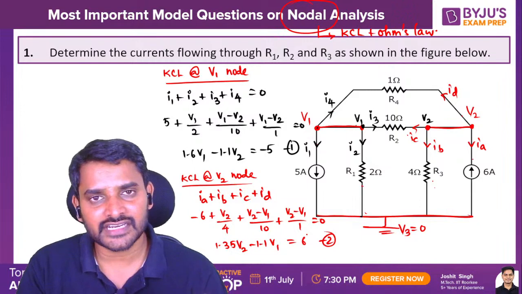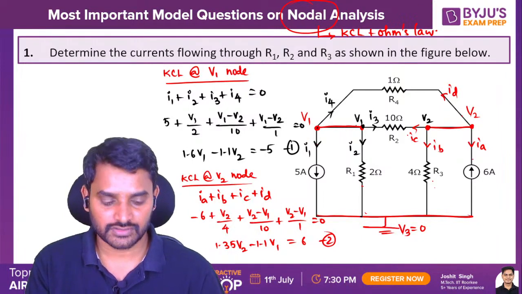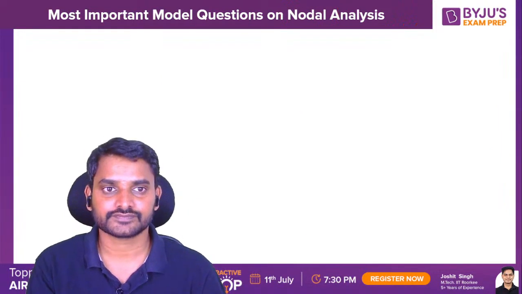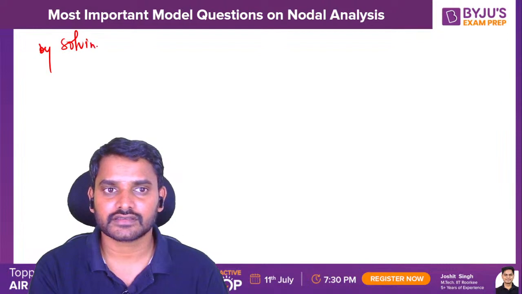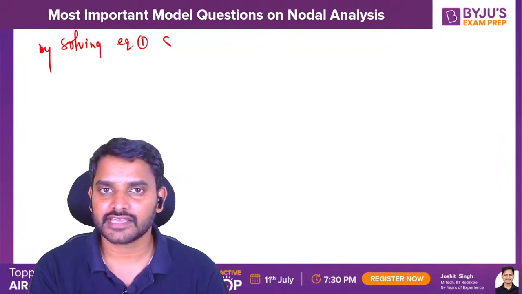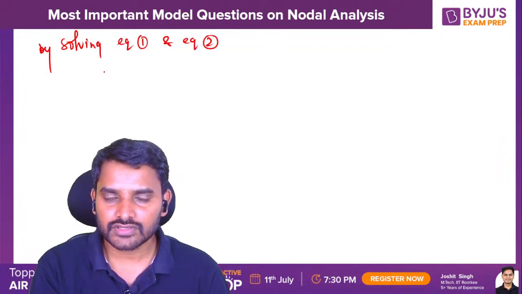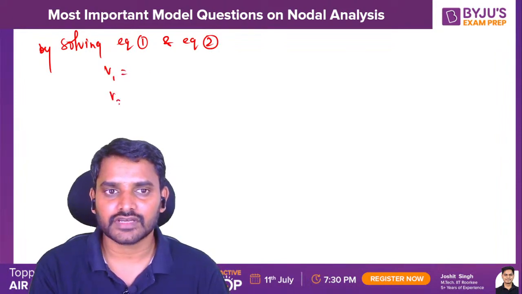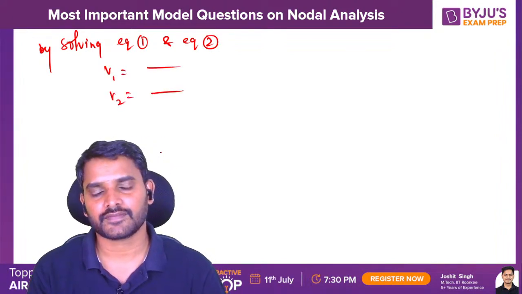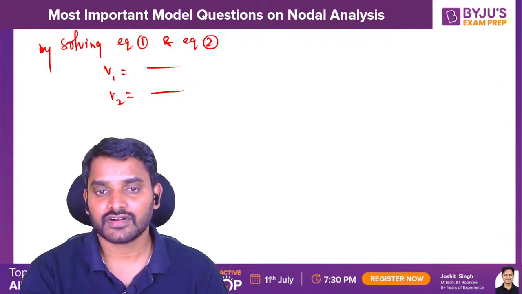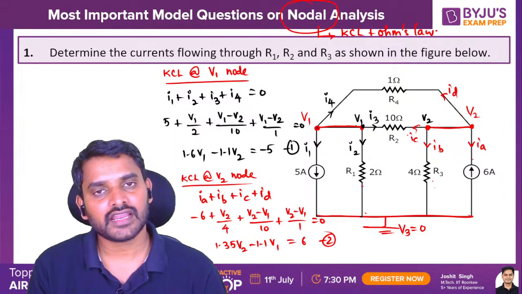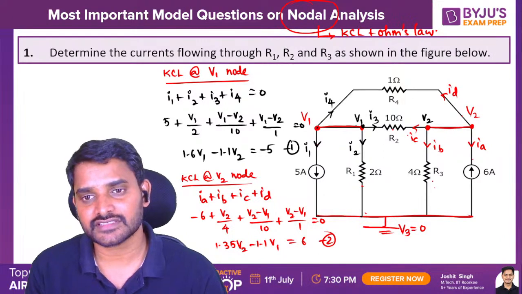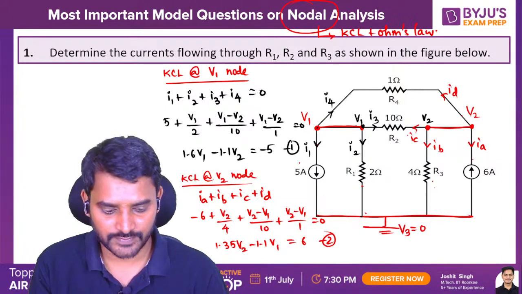You solve equation 1 and equation 2. By solving equation 1 and equation 2, you will get the V1 value and the V2 value. Now, what do we want? We want the current flowing through R1, R3 and R2. We already know what those currents are.